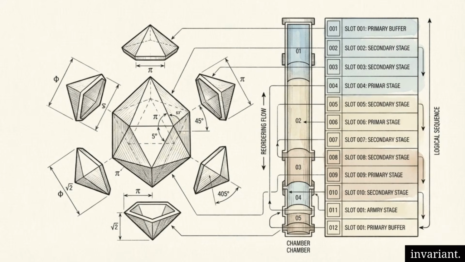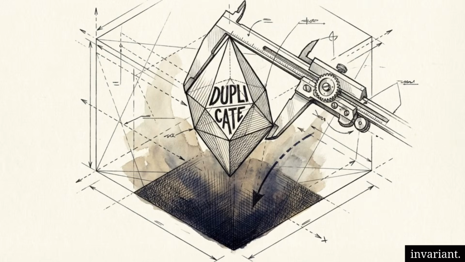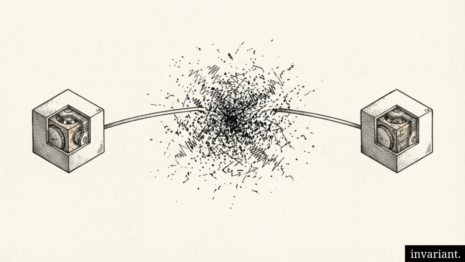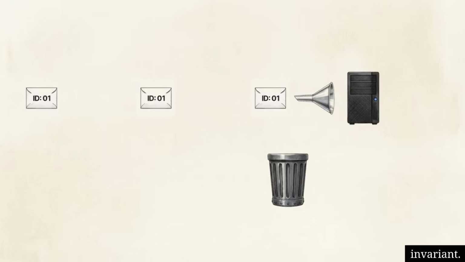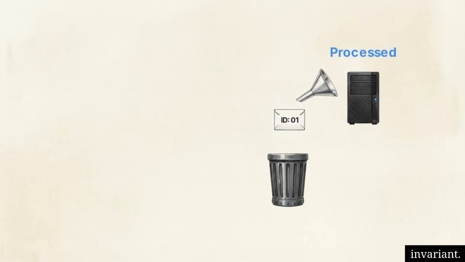The receiver utilizes a reordering buffer. It checks incoming sequence numbers against a strictly maintained list of already processed messages. If a sequence number is recognized as a duplicate, it is immediately discarded. True exactly once network delivery is a mathematical impossibility over unreliable links. Distributed systems rely on at least once delivery paired with strict deduplication to create the illusion of exactly once processing.